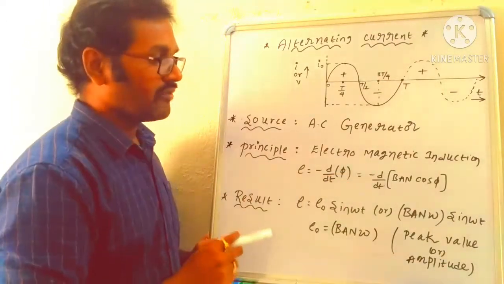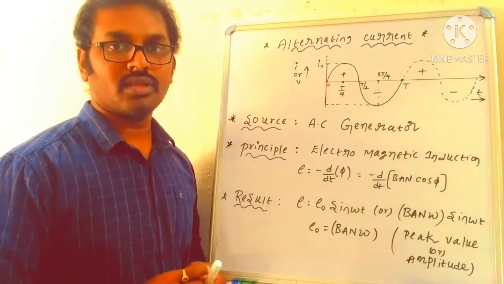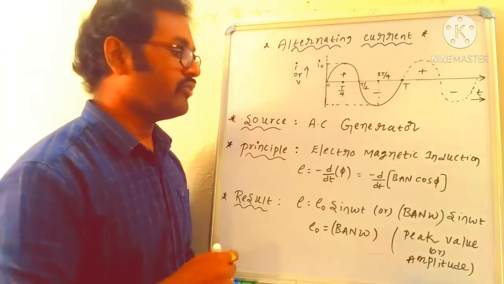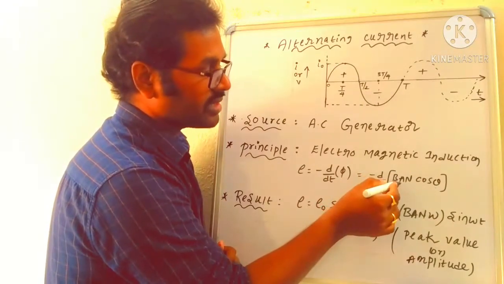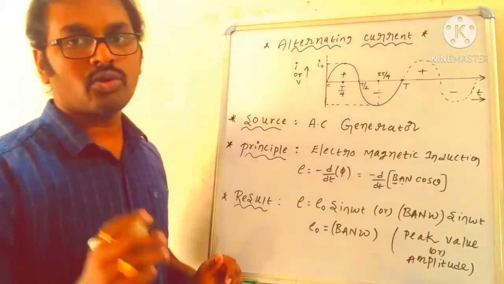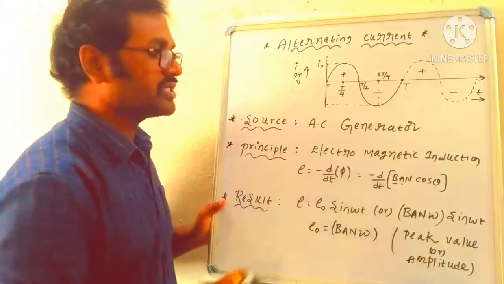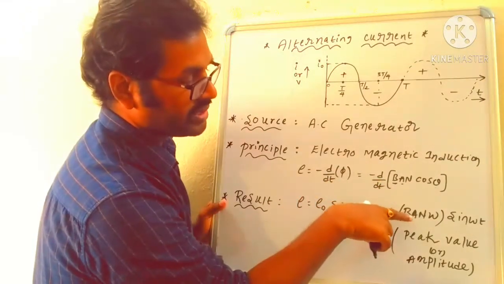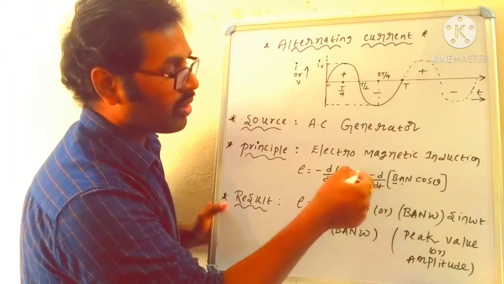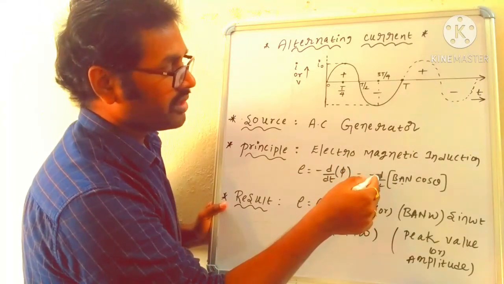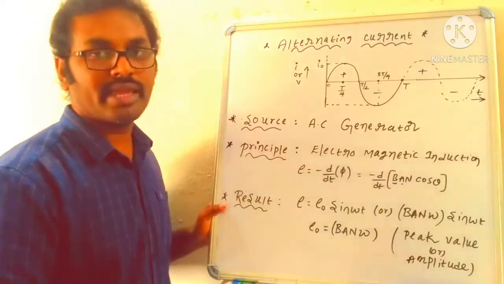The general formula for the flux is BAN cos theta, where theta is the angle between the magnetic field intensity and the area vector, and N is the total number of turns. If you differentiate this with respect to time, you will get BAN omega sin omega t. Because BAN is constant, it comes out of the differentiation, and the derivative of cos theta is minus sin theta, and the negative signs cancel out.